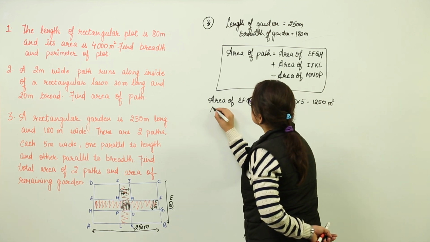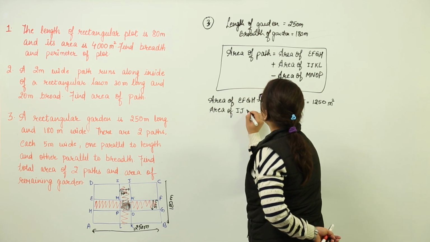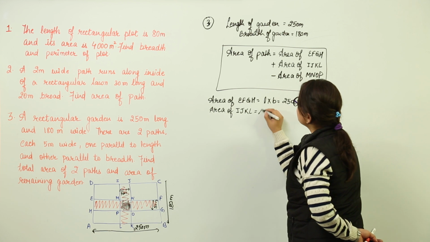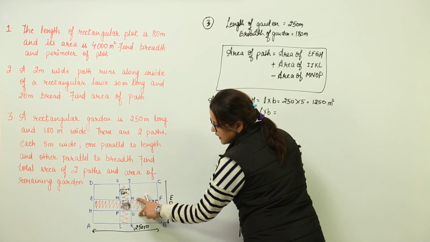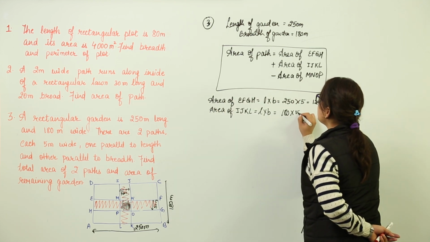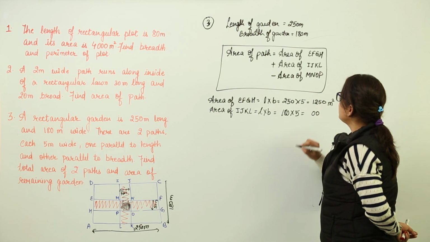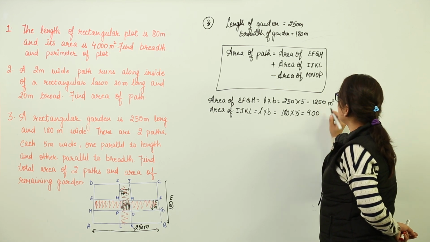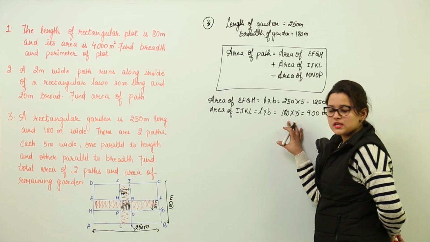EFGH. Next we are going to find the area of IJKL. The same way we are going to multiply its length and breadth. The length for IJKL would be 180 and the breadth in the same way is going to be 5, which will give us 900 meters square as the area of IJKL.